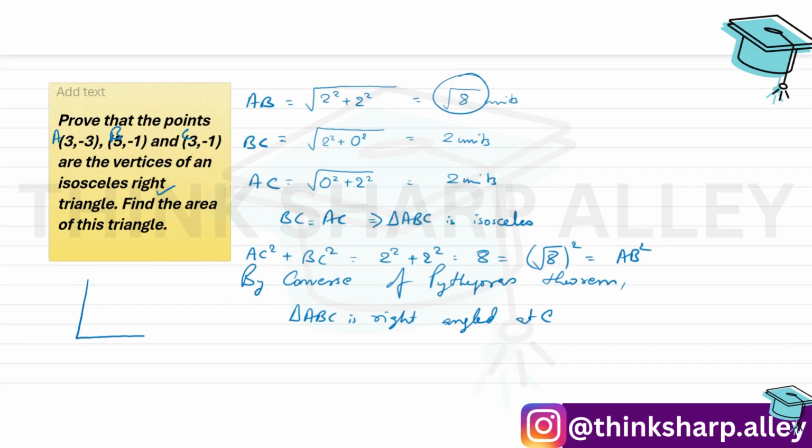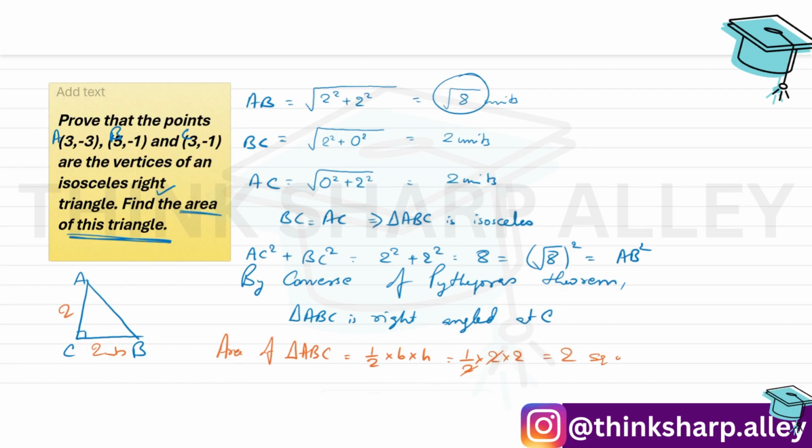Now, if it's a right triangle and right angled at C, which means AB forms the hypotenuse, and to find out the area of this triangle, we have the area of the triangle is half into base into height. Base is 2 units, height is also 2 units. So area of the triangle is half into 2 into 2, which 2 gets cancelled and we get 2 square units.